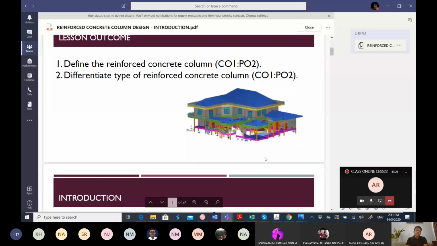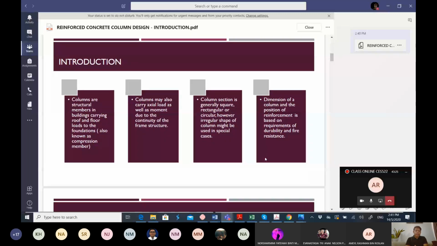Okay, so on the introduction: columns are the structural members in a building carrying roof and floor loads to the foundation, also known as compression members. We know that a column is the main element, the bone, tulang, of the building that will receive all those loads from the slab, from the roof, from the beam. So you have to know that a column normally will support the beam. A column may also carry axial load as well as moment due to the continuity of the frame structure.